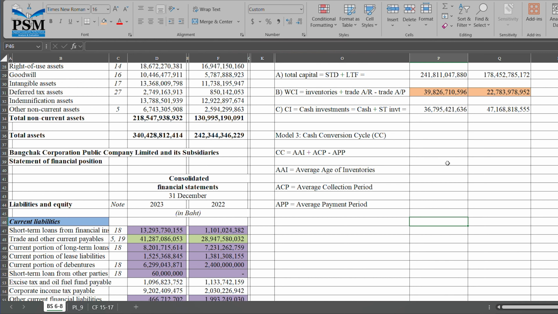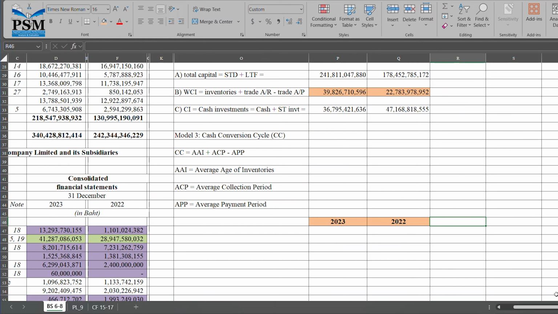Now we need to compute this. First, we have to have the data, the years 2023 and 2022. We must collect the numbers from the balance sheet. Then the computation will be straightforward. To collect these numbers, we go to the balance sheet. Because we are dealing with average numbers, we write here this column, we call it average amount.